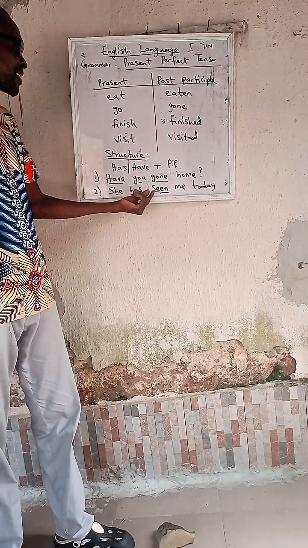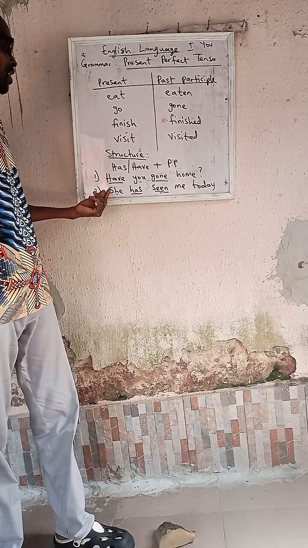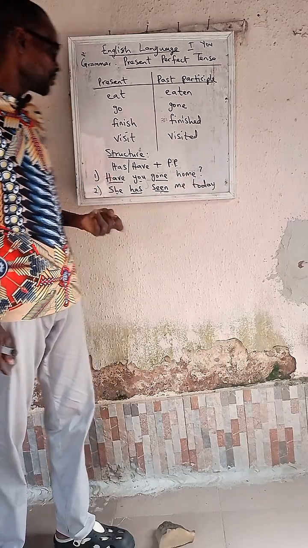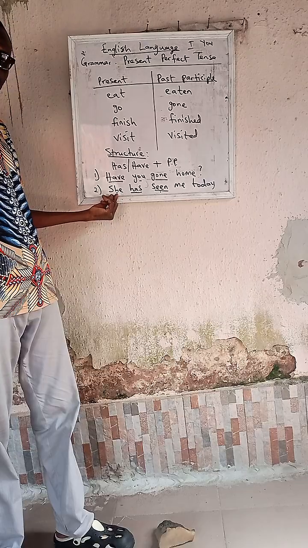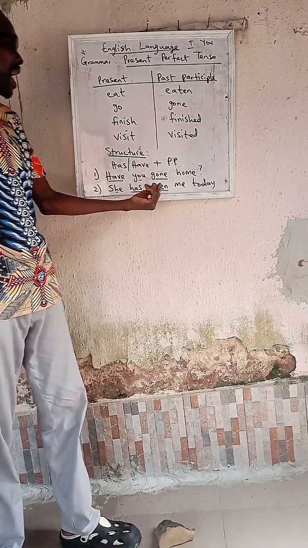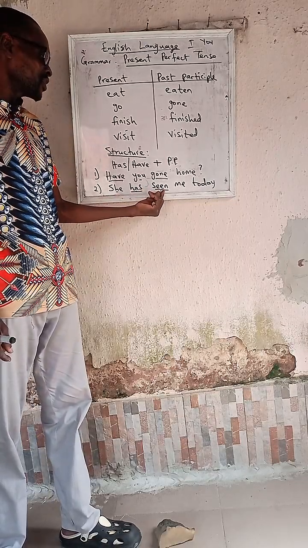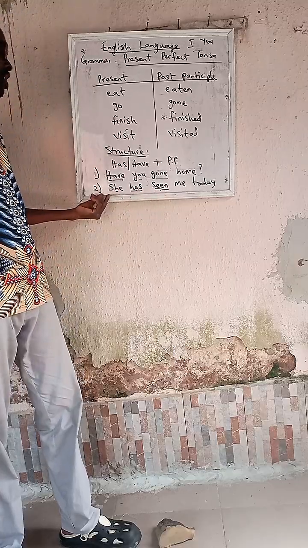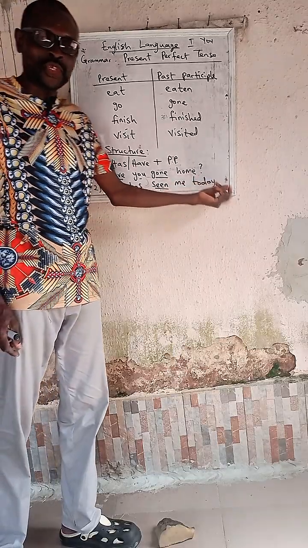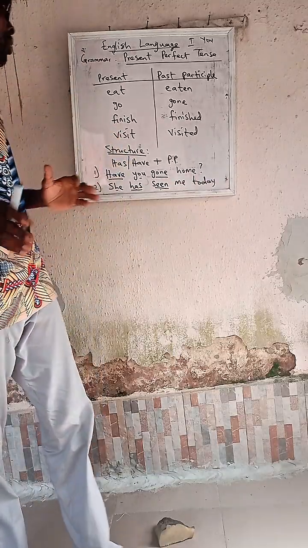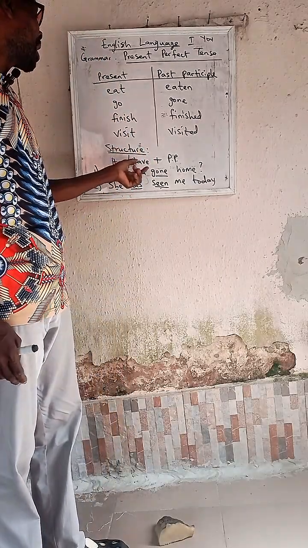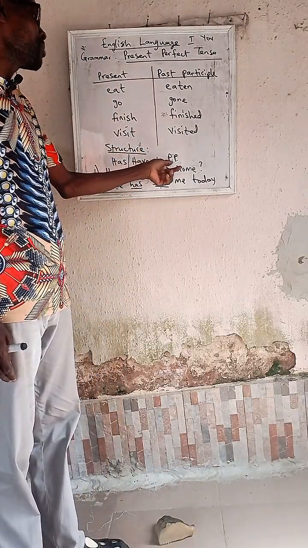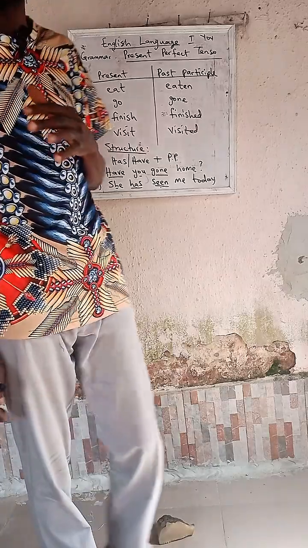She has seen me today. We make use of has because of this subject, she, singular subject, and then the past participle form of see, which is seen. She has seen me today. So that is how present perfect tense is structured: has or have with the past participle form of the verb.